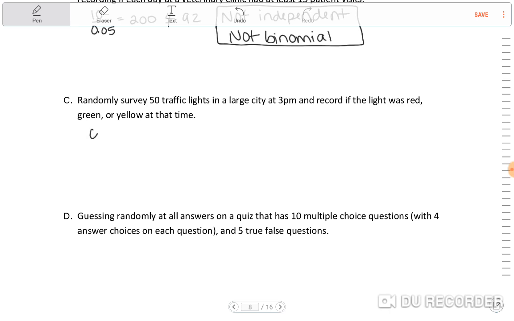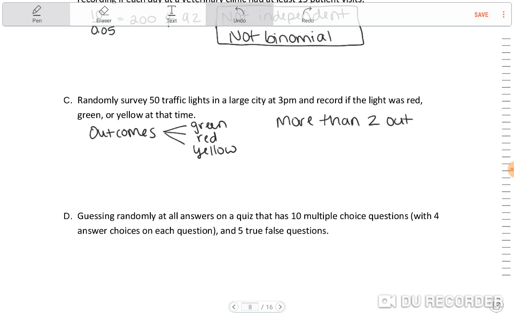So outcomes would be green, red, and yellow. So there's not just 2. I'll say this, more than 2 outcomes. More than 2 outcomes. Not binomial.